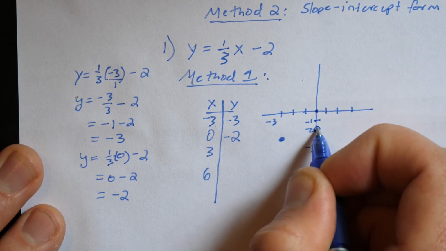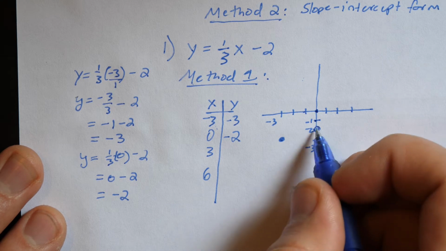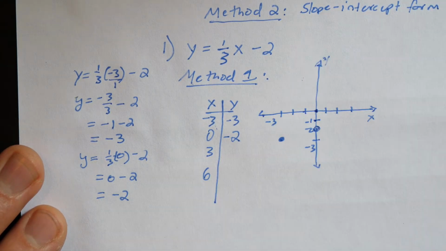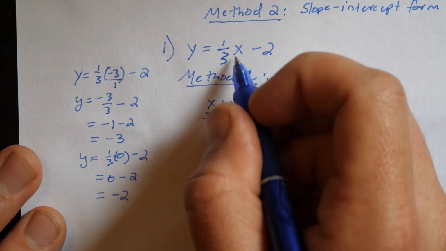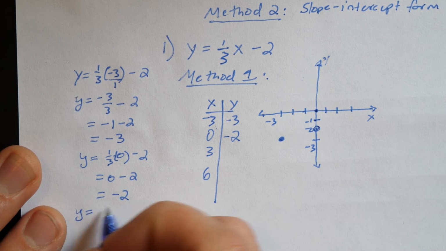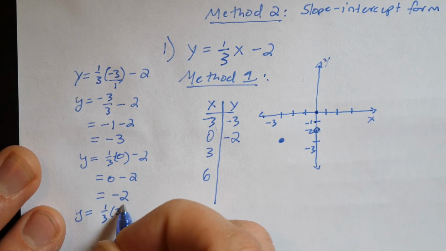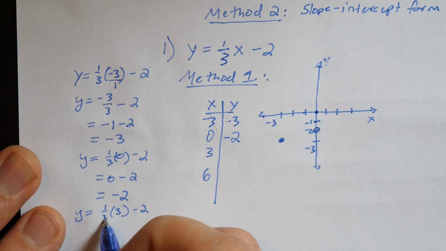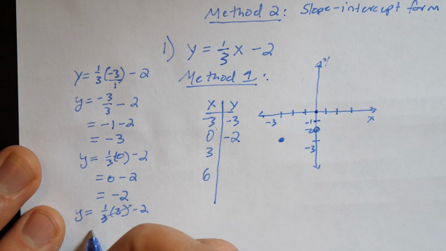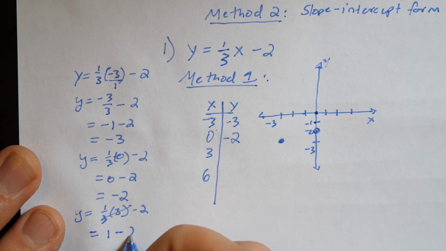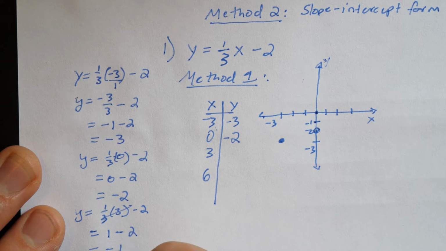So right there is my next point, right there on the y-axis. Now let's plot the next point. So 3 is going to go up there. So I'm going to get y equals 1/3 times 3 minus 2. So those are going to cancel. So I'm just going to get y equals 1 minus 2, and that gives me negative 1.